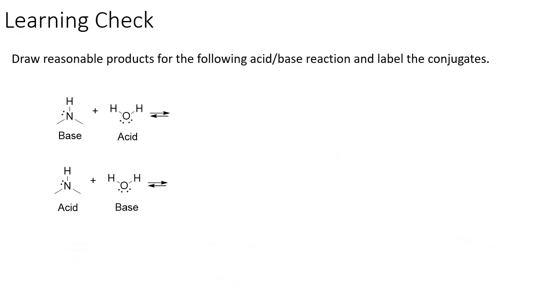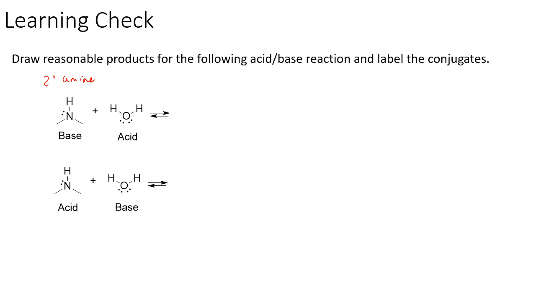In this example, we're being told what species is acting as the acid and what species is acting as the base. If we were not told that, we would have to figure that out for ourselves. But for now, let's just practice on reviewing drawing the products from an acid-base reaction. So we have an amine, we have a nitrogen with two methyl groups and a hydrogen coming off. So this would be an example of a secondary amine using our functional group naming.